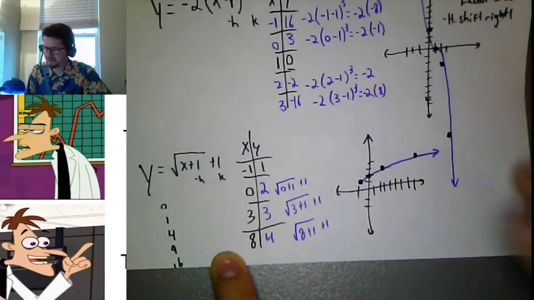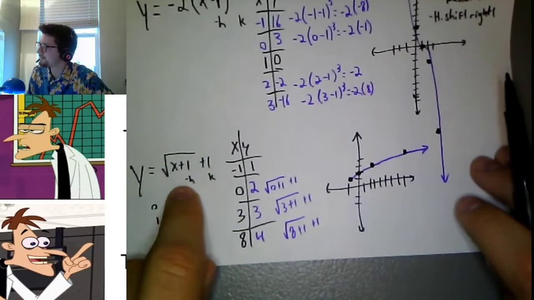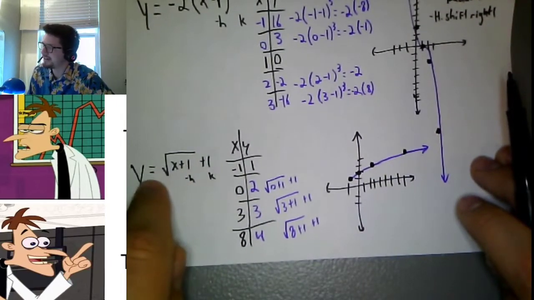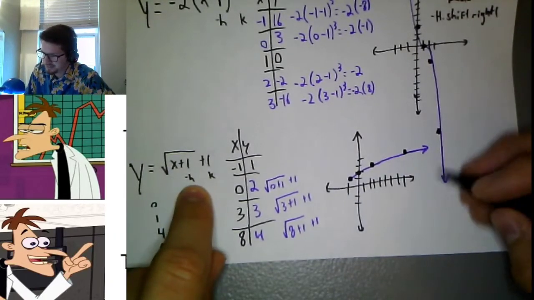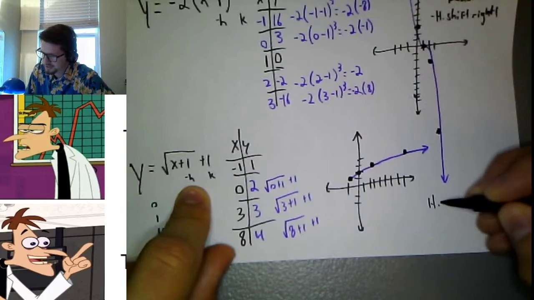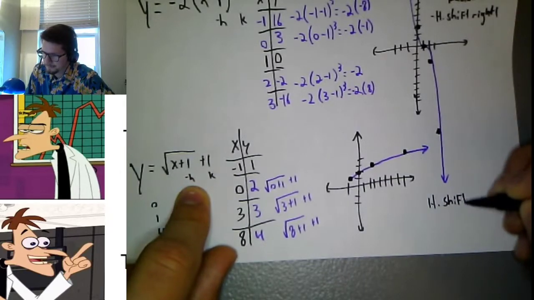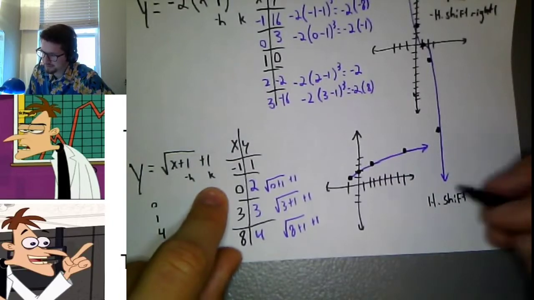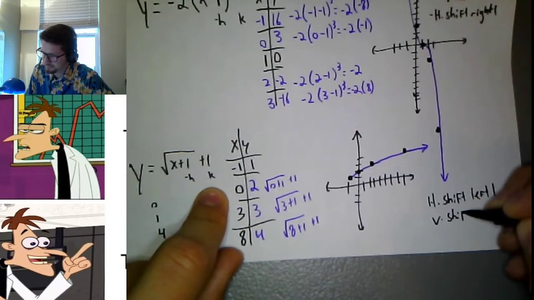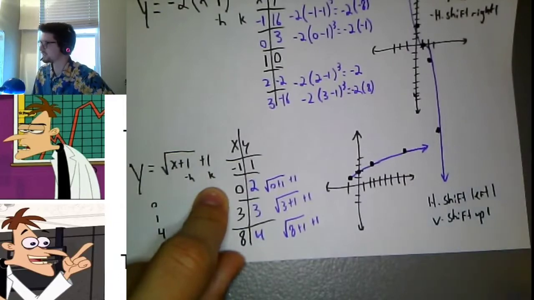So what are my transformations here? I have an H, I don't have a negative, and I don't have a vertical stretch or compression. So my 1, I do the opposite. So that's a horizontal shift left 1. And the K would be a vertical shift up 1. It looks like that's all I got.